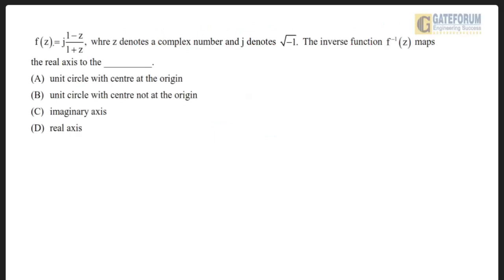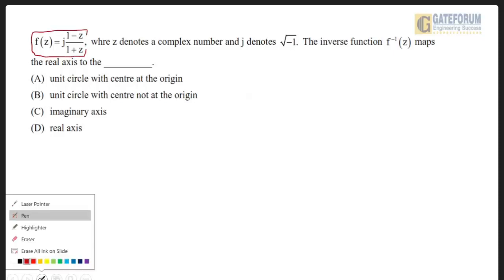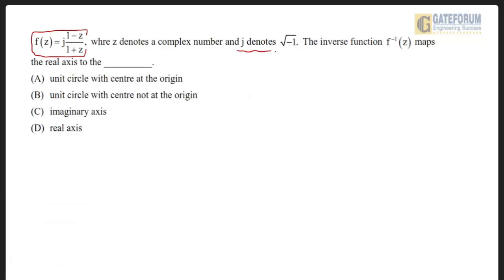Z is equal to j times (1 minus z) by (1 plus z), where z denotes a complex number and j denotes root minus 1. The inverse function f inverse z maps the real axis to the... ABCD option statements are given. This is from engineering mathematics, from the topic complex variables, subtopic basics. So this is the key point: the function of z is given and j denotes root minus 1.